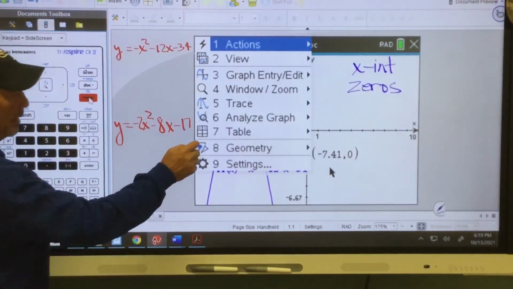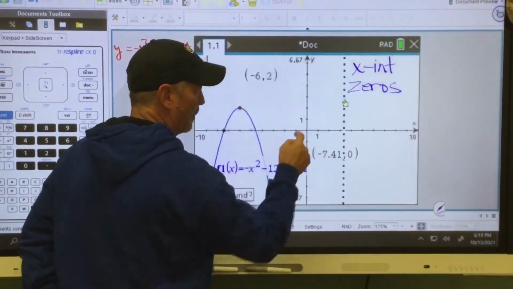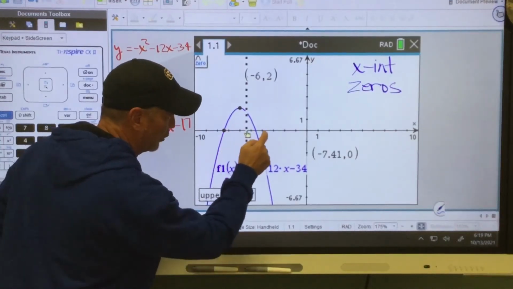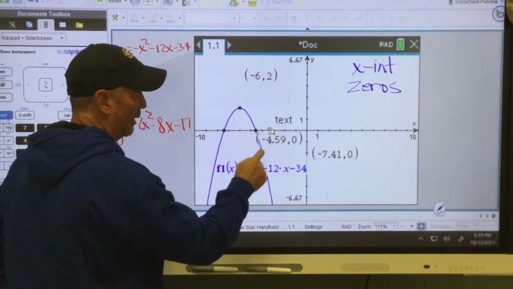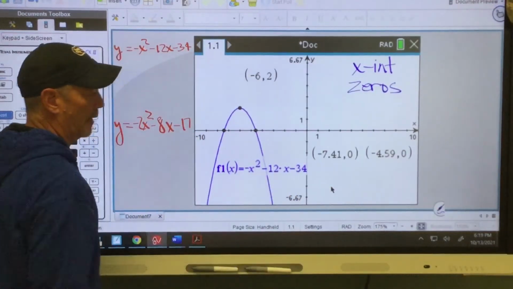Menu, Analyze. We're looking for a 0. We're going to go to the left. We're going to go to the right. And there's our other 0. There's our other X-intercept. Okay?